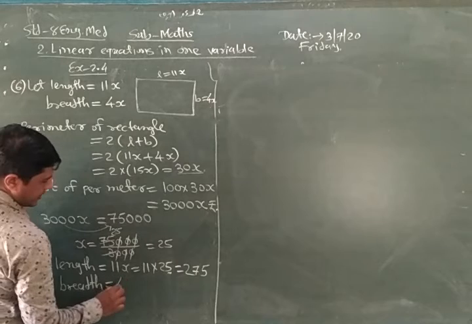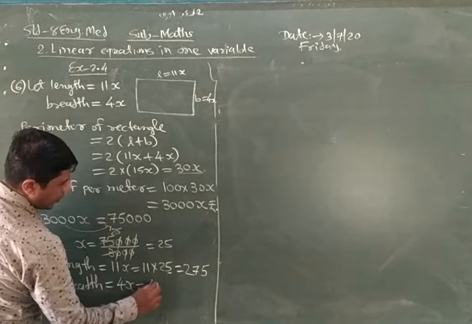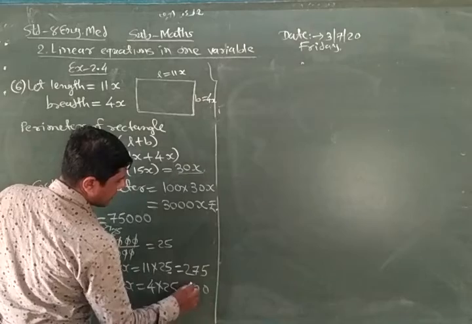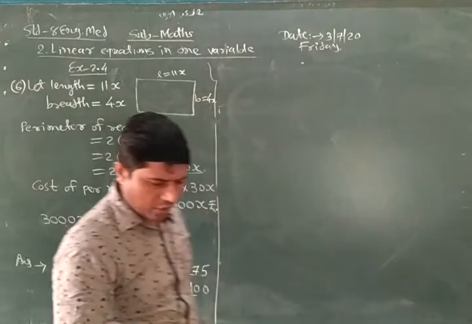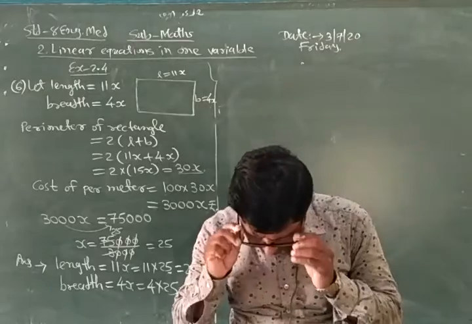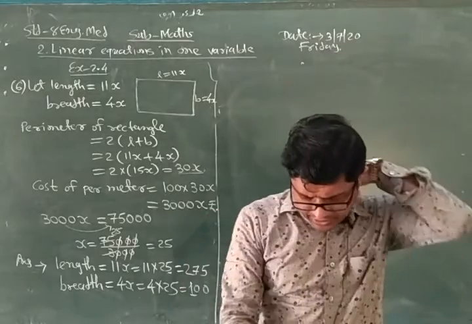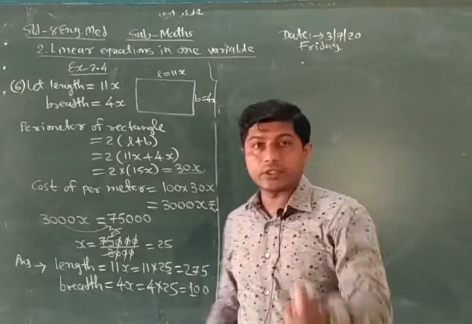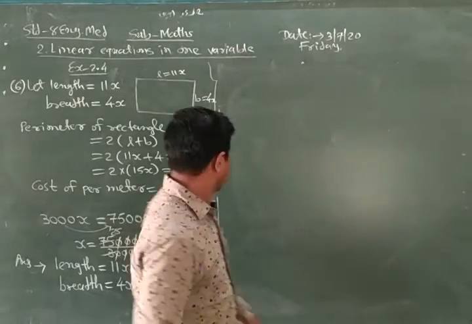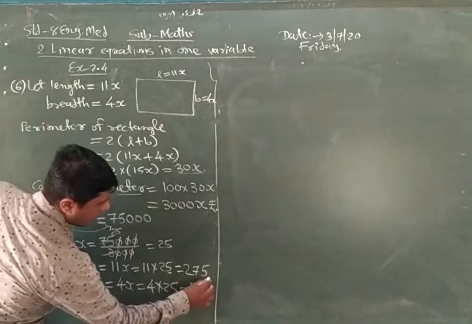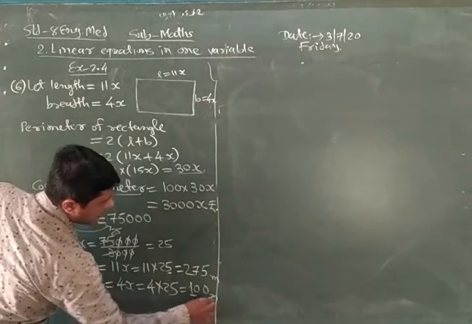And second we find the breadth, here 4x. 4 into 25, we know 25 fours are 100. Okay, this is the answer of question number 6. But the units are necessary. If you do not write the units, half marks will be cut, because per meter is given. So write a small m for meter.